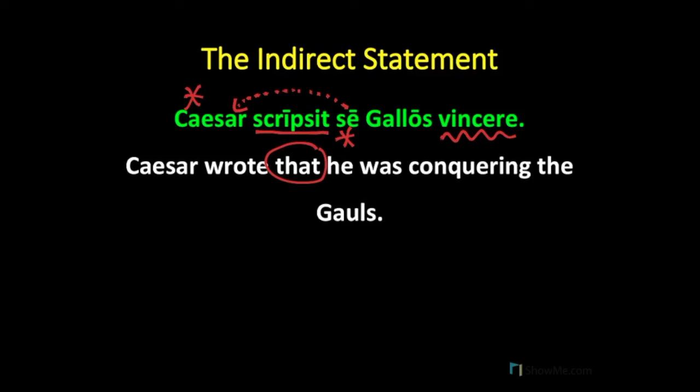Our infinitive in Latin, vincere, is a present tense infinitive. And so the action of the indirect statement is going to go on at the same time as the main verb, scripsit. Caesar wrote that he was conquering at the time that he was writing.